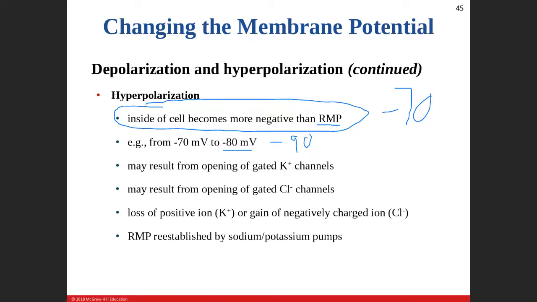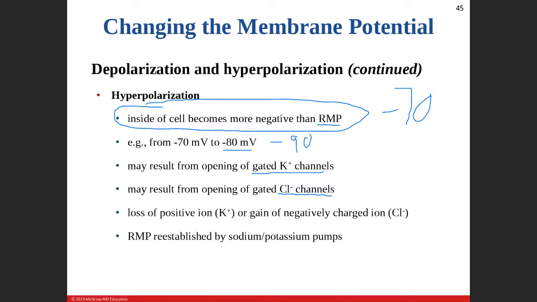This is a result of the voltage-gated potassium channels being open. It can also be a result of the opening of these guys, chloride channels. Because remember, chloride's on the outside. If we open up those channels, chloride will want to enter into the cell. It diffuses down its concentration gradient, and it brings its negative charge with it to the inside of the cell, and it makes the inside of the cell more negative.